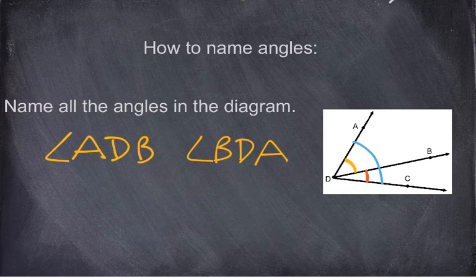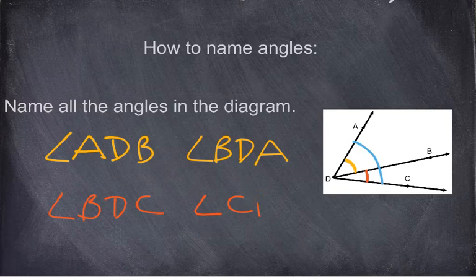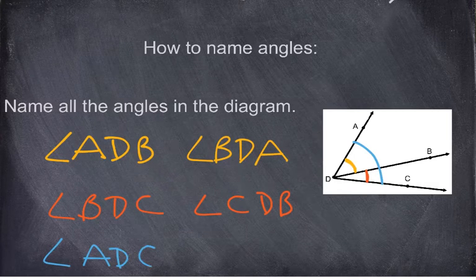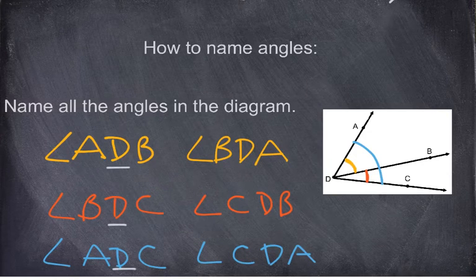Now we have the orange one at the bottom. We would say angle BDC, or again, vice versa, or we could say angle CDB. And lastly, we have the blue one. We could say angle ADC, or flip it around, CDA. Notice, again, D is in the middle of all of them, because that is the vertex. When you use three letters, you have to have the vertex as your middle letter. It's extremely important. We always use the angle symbol out in front as well. Okay? Let's go ahead and move on.